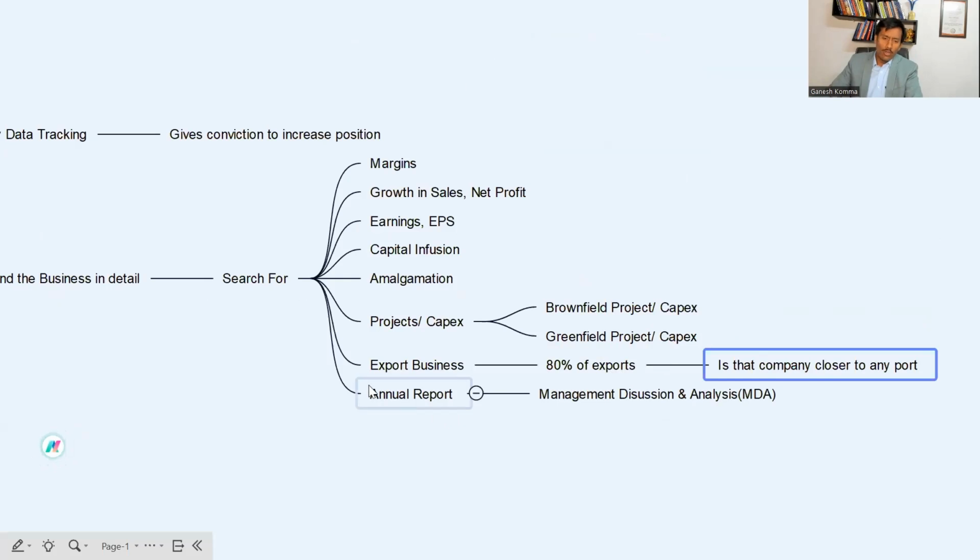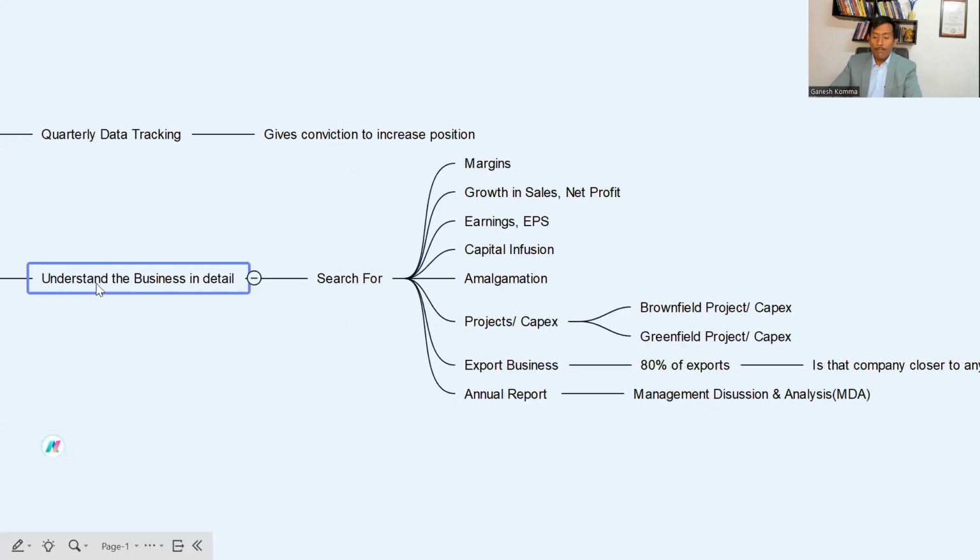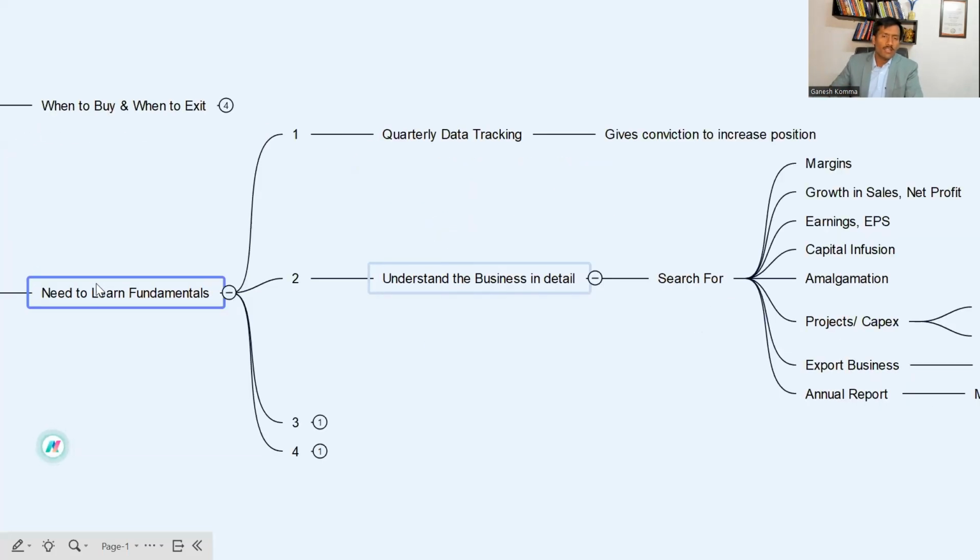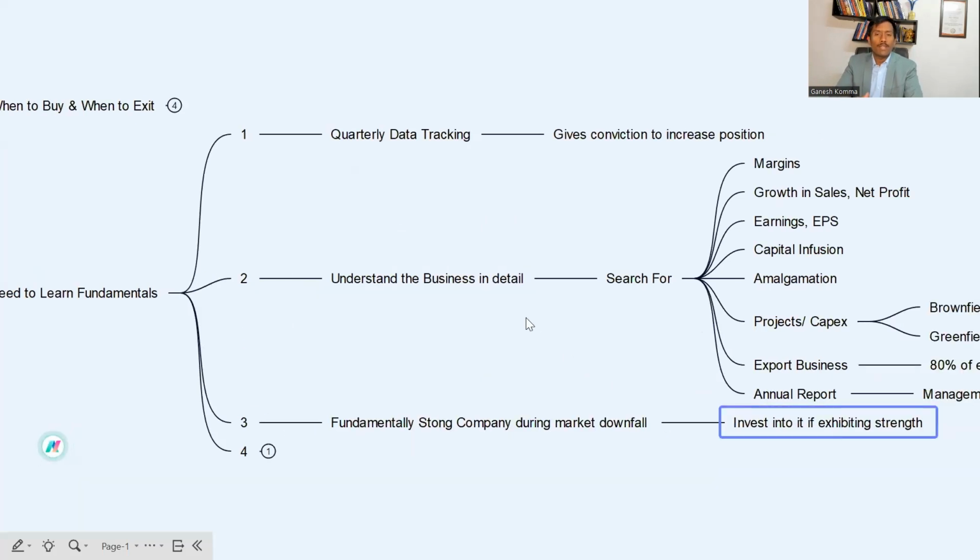And yes, if you are referring to an annual report, you can search for MD&A, Management Discussion and Analysis. That is where you get to know the perspective of the MD over a longer period of time. You get it in the annual report, management discussion and analysis. Third, fundamentally strong company during market downfall.